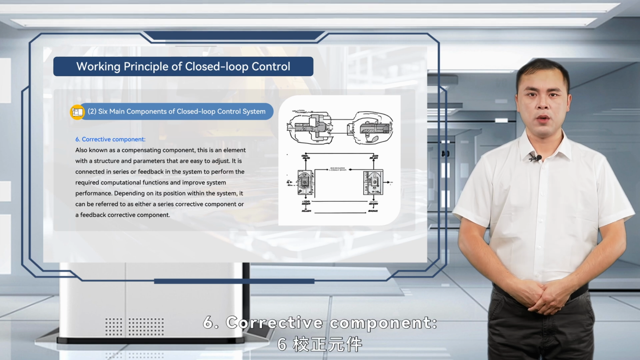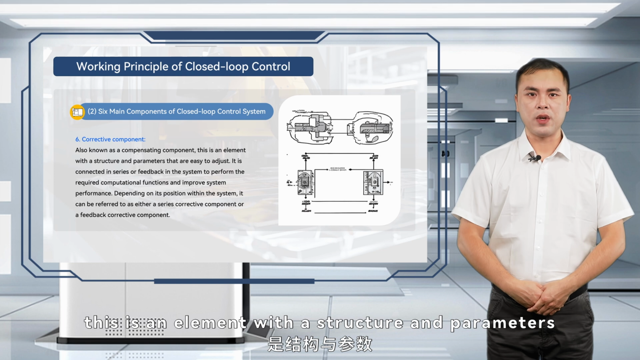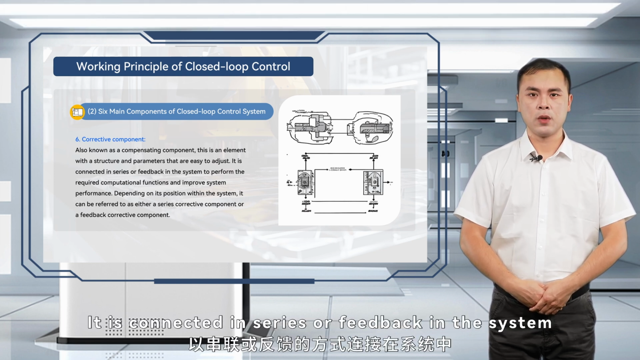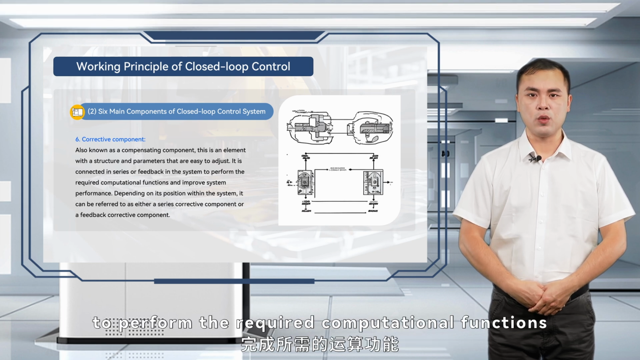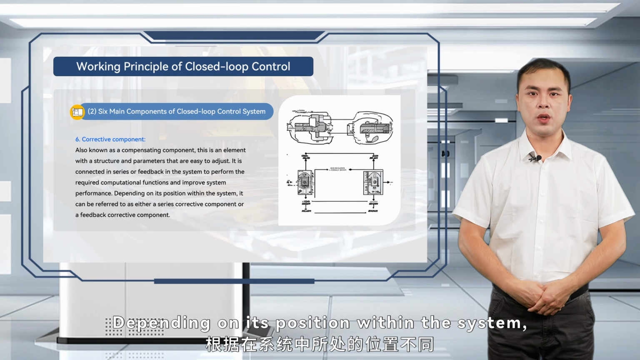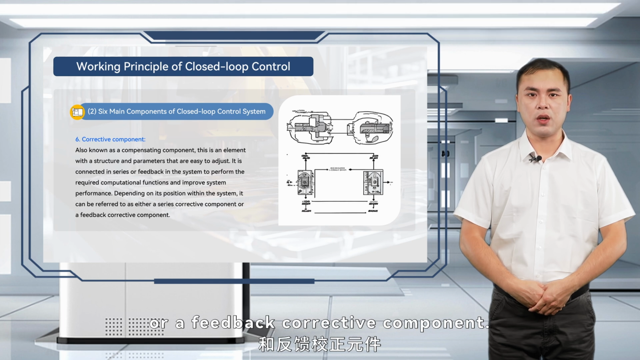6. Corrective component, also known as a compensating component. This is an element with a structure and parameters that are easy to adjust. It is connected in series or feedback in the system to perform the required computational functions and improve system performance. Depending on its position within the system, it can be referred to as either a series corrective component or a feedback corrective component.